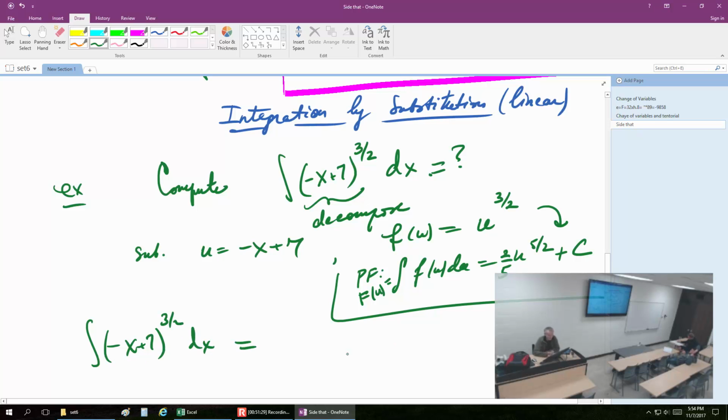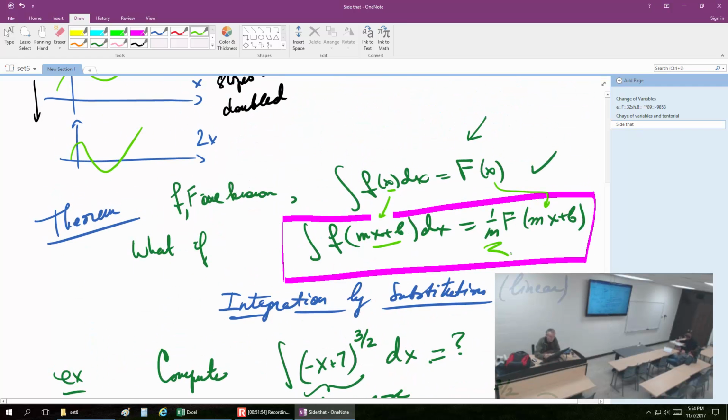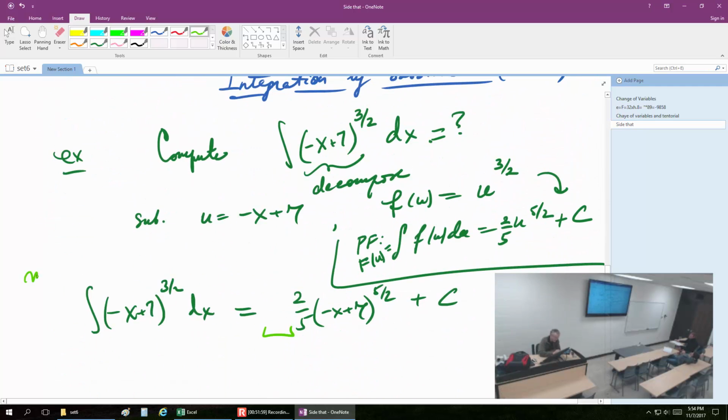So we take our function first, 2/5. Don't forget to do the substitution again. So u is not u. U is a variable that we're going to discard. So it is, in fact, a -x + 7. The power that I'm copying everything from what I have over there, 5/2 + c, and the only thing that remains is the coefficient over here that comes from our formula. I just specify what m is. M is -1, so 1 over m will be -1 over here. Okay, so that's the answer.